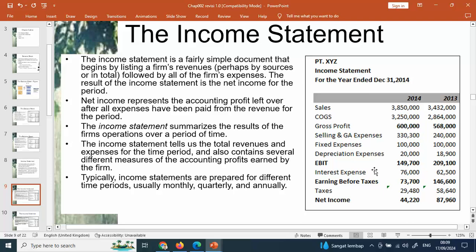The income statement summarizes the result of the firm's operation. 1, 2, 3, 4, 5, sing after this. 1, 2, 3, 4, 5, sing after this income statement. Prepare a song.